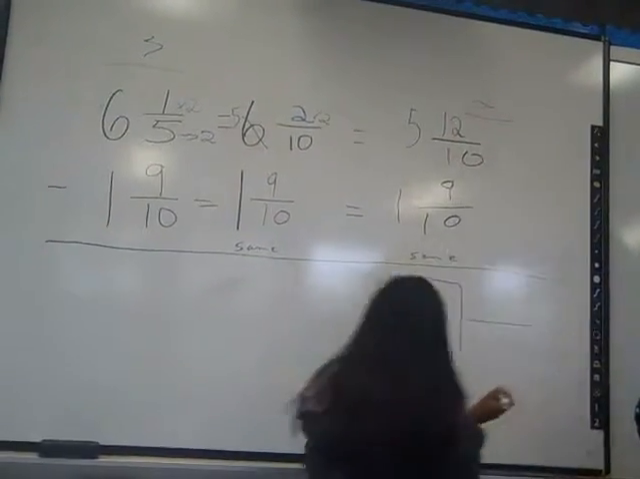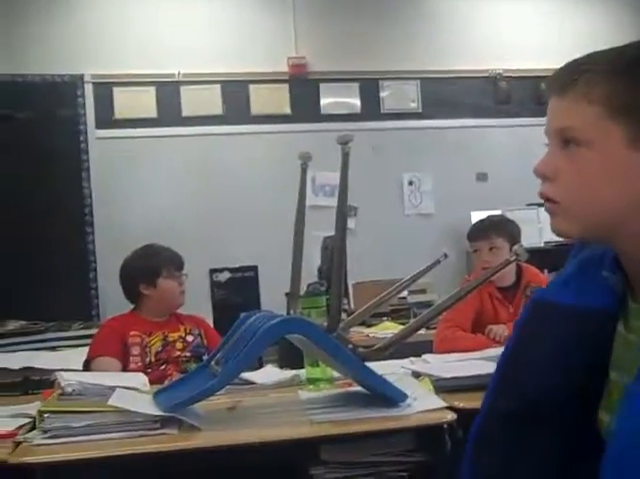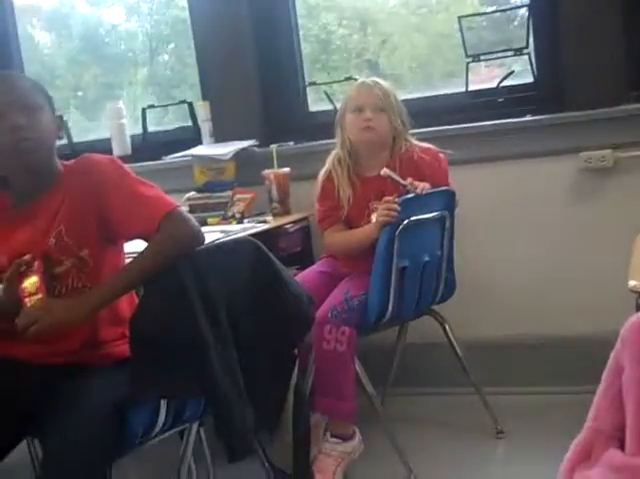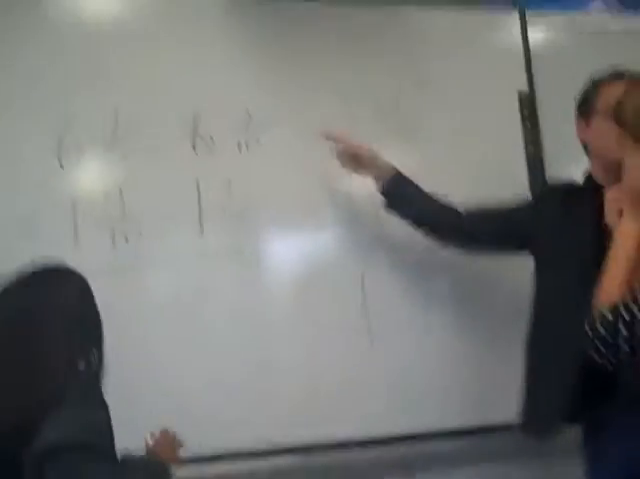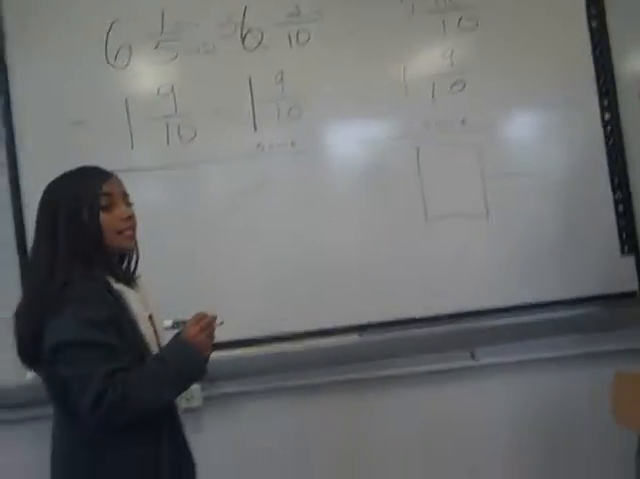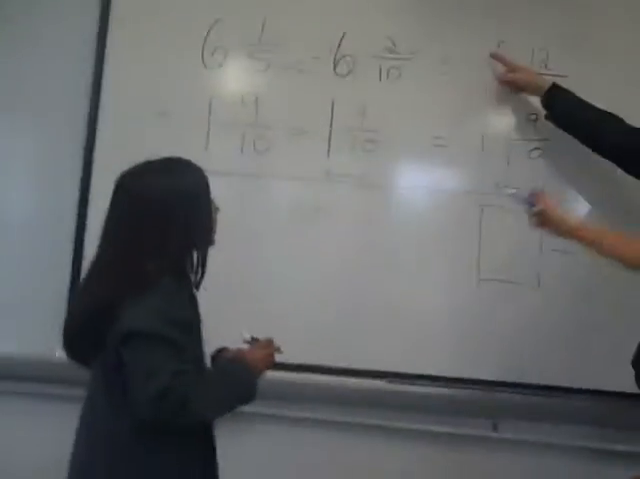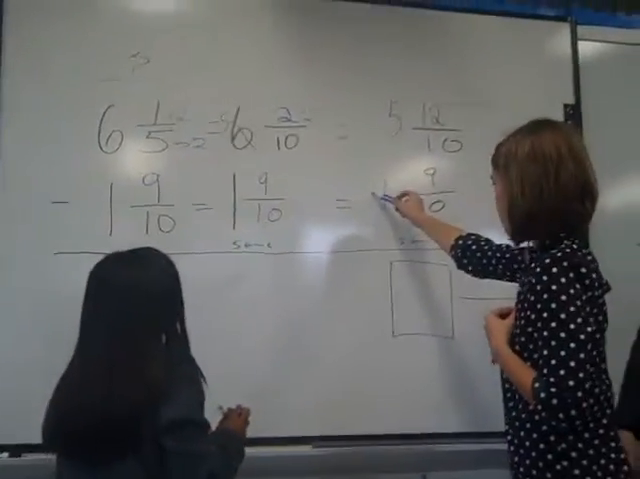Yep. Mr. Cannon, how did she get 12? Somebody raise your hand and tell. Thank you. How did she get 12? Well, she made the 6 into 5, and what you do is 10 plus 2 equals 12. 6 times 2 is 12. 5 and 12 tenths is the same as 6 and 2 tenths. All we did was borrow from the whole number.